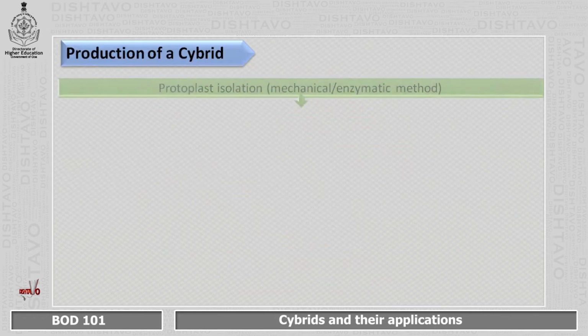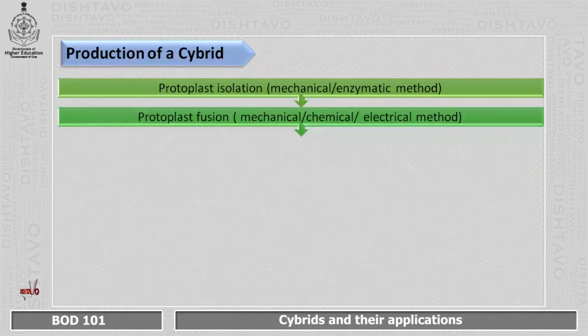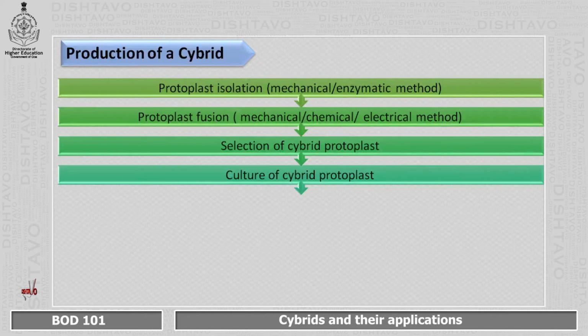Production of a cybrid. First step is the protoplast isolation, wherein we eliminate the cell wall by means of mechanical or enzymatic method. Second, on obtaining protoplast after isolation, these protoplasts are induced for fusion through mechanical, chemical or electric method. Upon fusion, the protoplasts which have fused successfully are selected. This will be the selection of cybrid protoplast. After selection of cybrid protoplast, these are then cultured in a suitable culture medium.